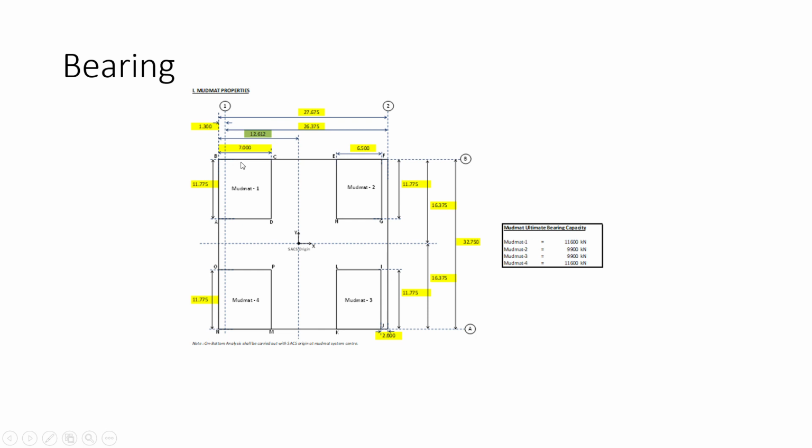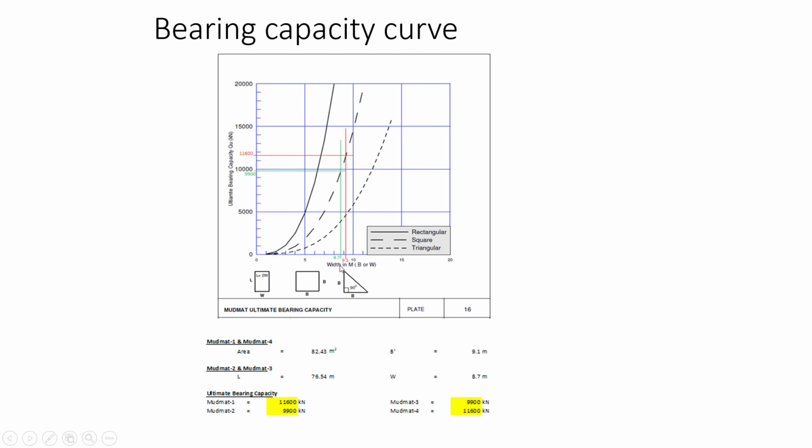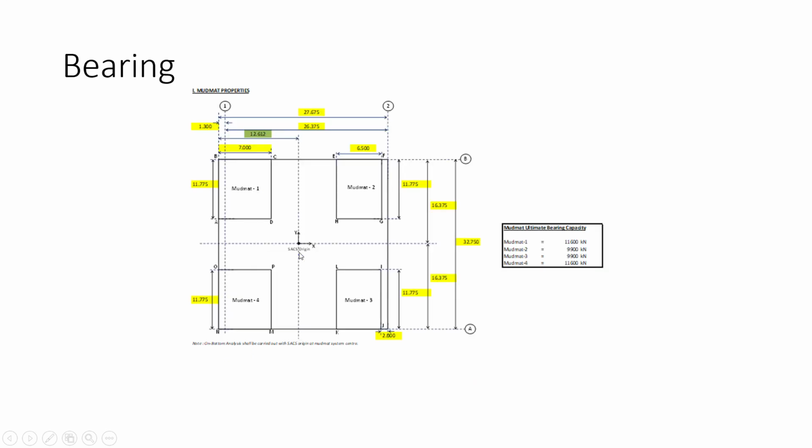Okay, this is 7 meter and 6.5 meter. If you see here, what is the 7 meter and 6.5 meter? If you go to this one, the 11660 and 999. Okay, if you go here, this is the one which we have taken here, the ultimate bearing capacity for each and every mud mat.